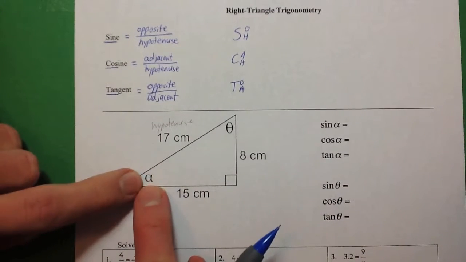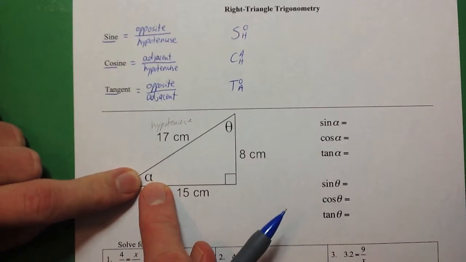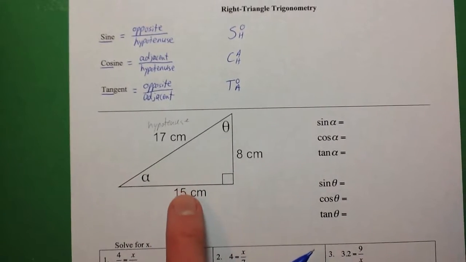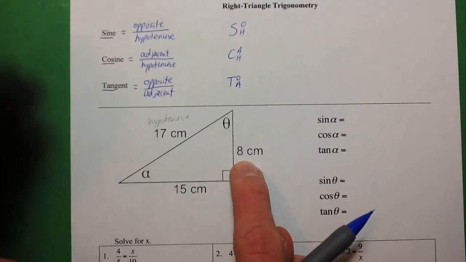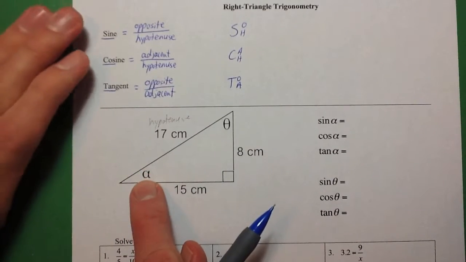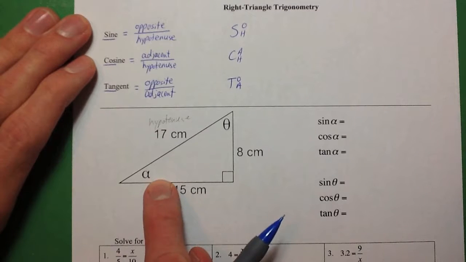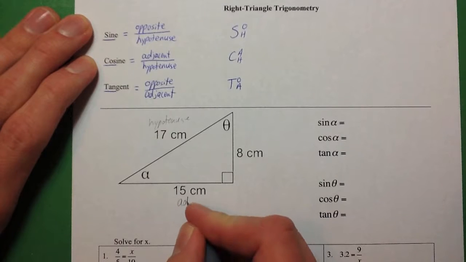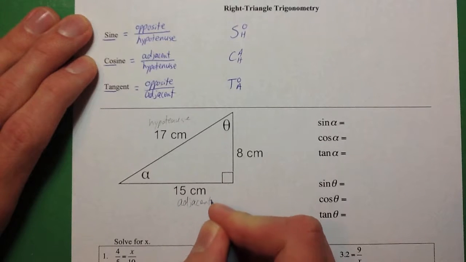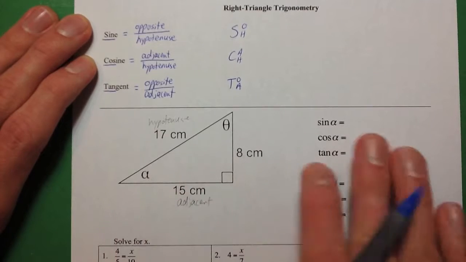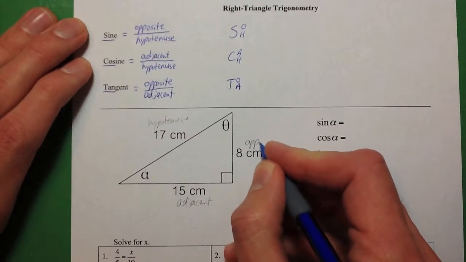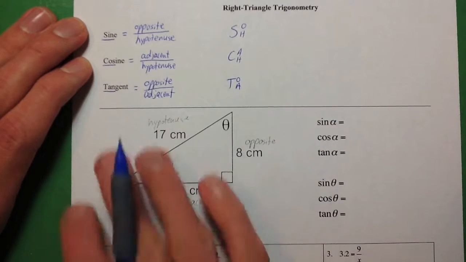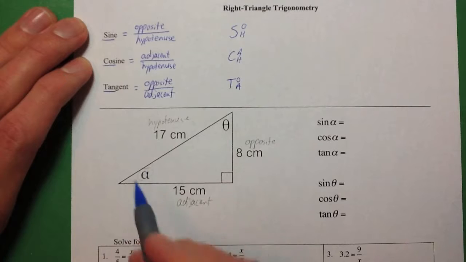Okay, from alpha, I have two other sides I need to label. So I have to think, which one of these two sides touches alpha and which one doesn't? The one that touches alpha is adjacent. That's this side. The one that doesn't touch it is opposite. It's away from it. Now, when I'm dealing with theta, this will change. But for now, this is the way it is because I'm dealing with alpha.